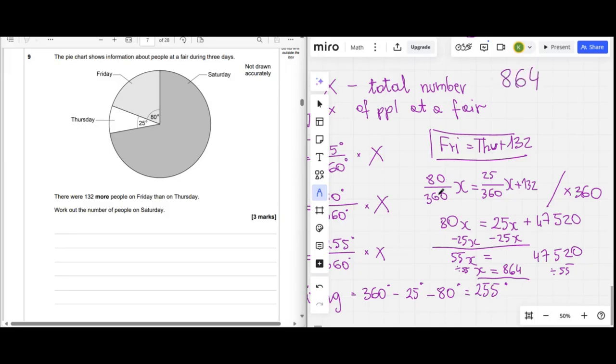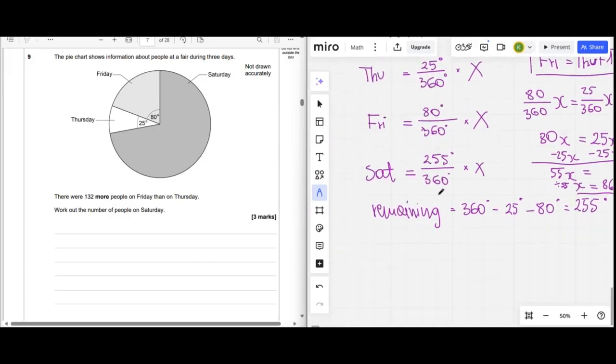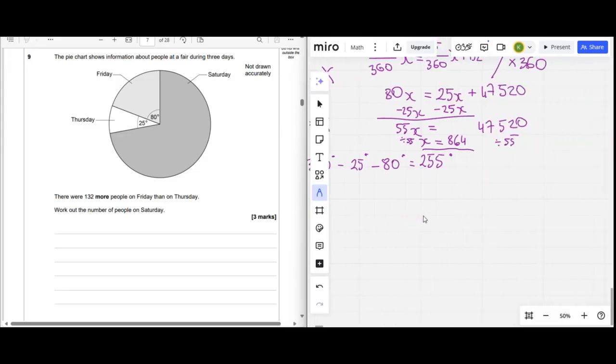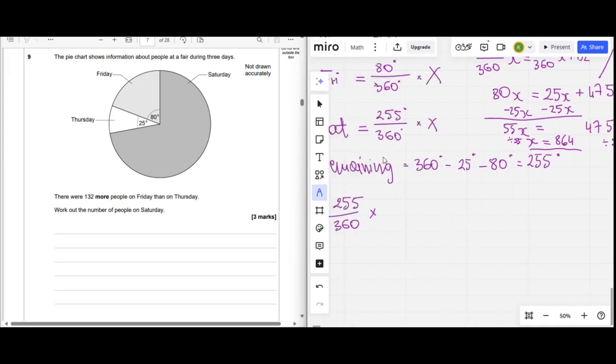864. So going back to Saturday, our fraction being 255 over 360 times that x that we just found out, 864.